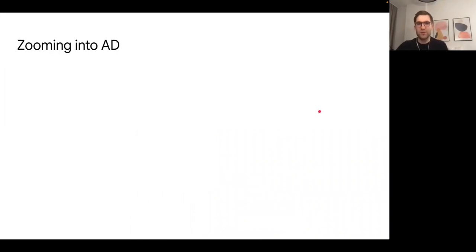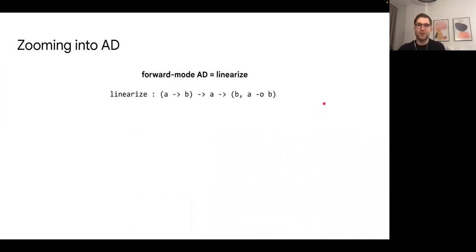So let's zoom into how AD actually works. AD comes usually in two flavors. There's forward mode and there's reverse mode, with forward mode being the simpler one and reverse mode, sadly, being the more useful one in practice. So forward mode AD, we implement using a function that we generally call linearize. It's a higher order function. It takes a function argument, and then it returns another function, which looks very similar, but it's actually augmented by an extra return.